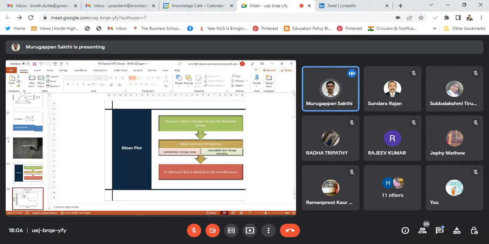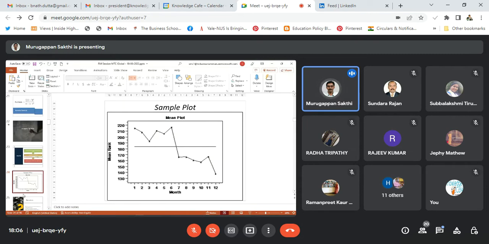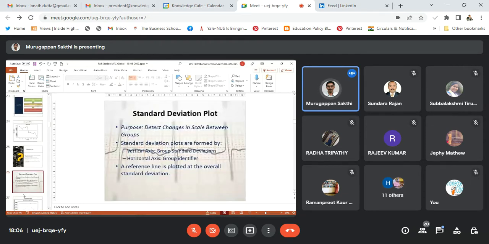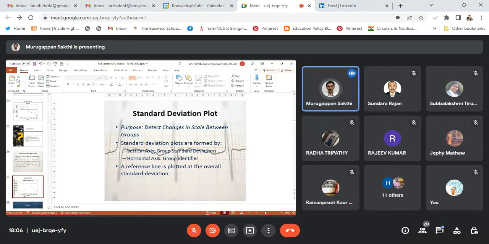Right. The next one we have covered is exploring data. In exploring data, we have seen the mean plot, which talks about the location, whether there is a shift in the location, and the pattern in the locations. Okay. And what is the magnitude of the location? These three questions can be answered with the help of the mean plot. Similarly, the standard deviation plot talks about the dispersion. This also talks about shift in the dispersion, magnitude of the dispersion, and the pattern of the dispersion.